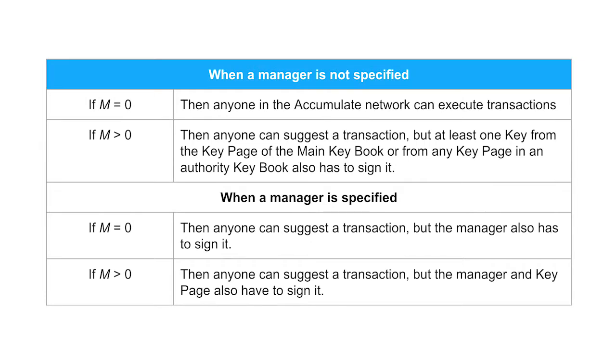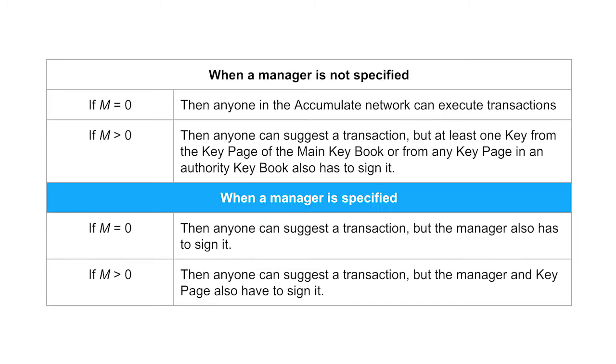If a manager is not specified by an ADI and M is greater than 0, then at least one key, either from the key page of the ADI's keybook or from any key page within an authority keybook, is required to execute a transaction. When a manager is specified by an ADI and M is equal to 0, then a manager can execute transactions that are initiated by an ADI. This authorization scheme may be useful for automating recurring payments, like utility bills, or maybe a monthly membership.